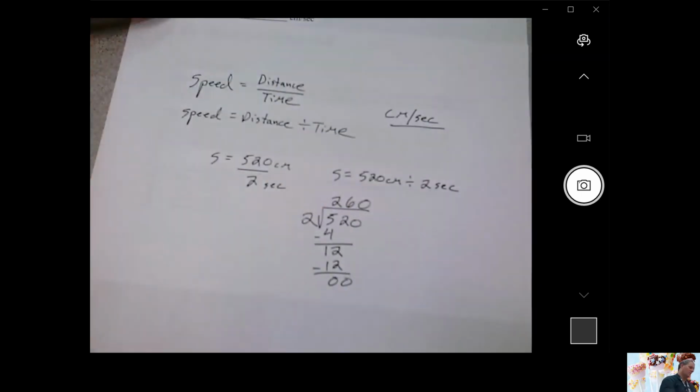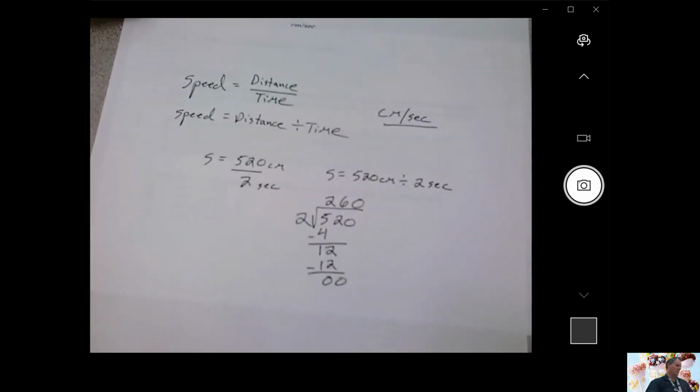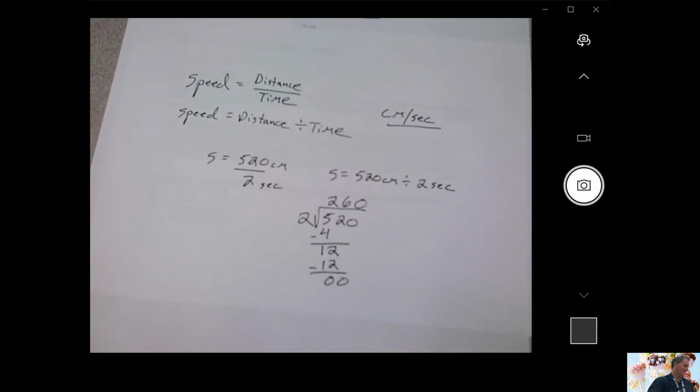So you would go ahead and check that. If I multiply 260 times 2, do I get 520? Back to 520. Cool. So check me on that, check my math. It's always good to check everybody's math, make sure we're good. Absolutely.